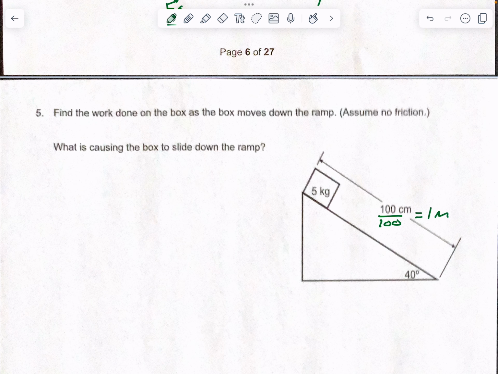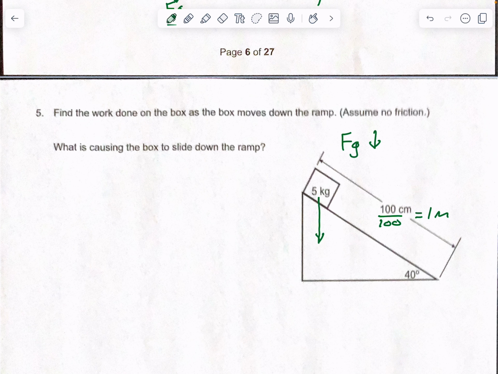So that fixes that. So we're going to figure out how much work is gravity doing. If you were to look at which way gravity is going, gravity is not going this way. Gravity does not really care about a ramp. Gravity is always in the same direction. So gravity is working this way. The force of gravity is going down.